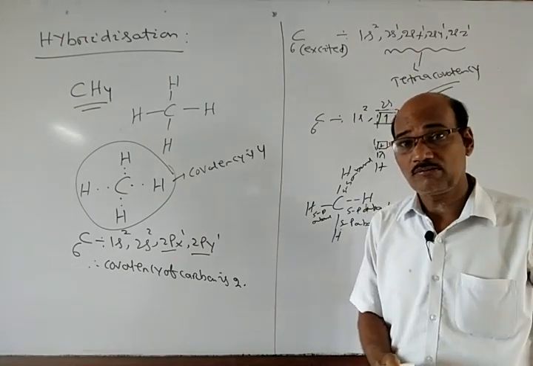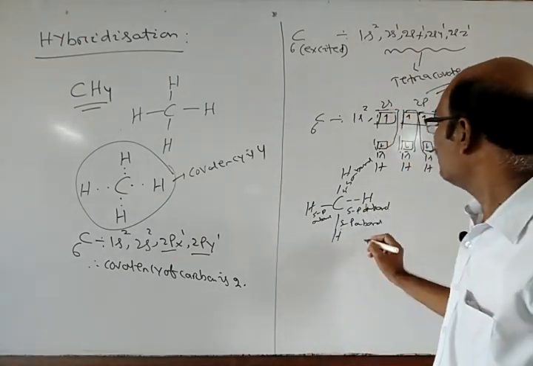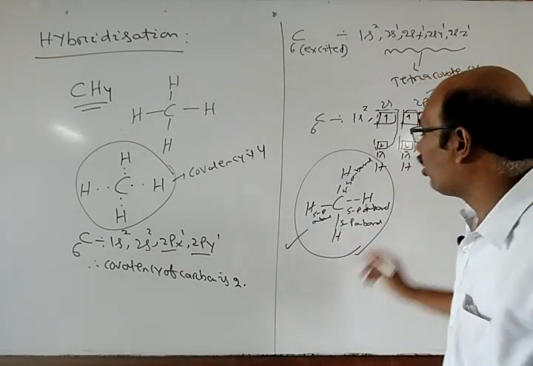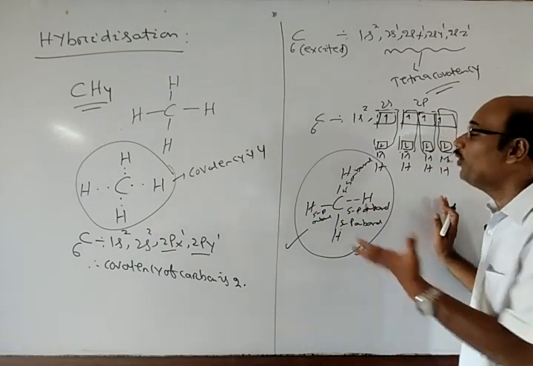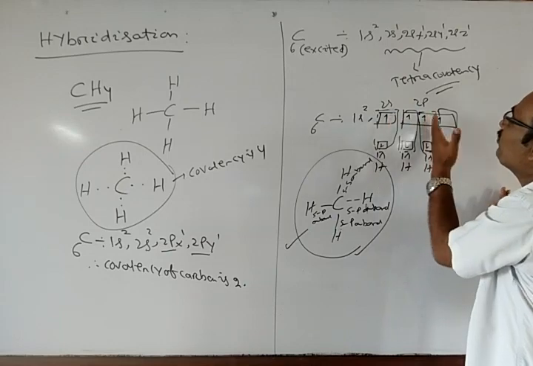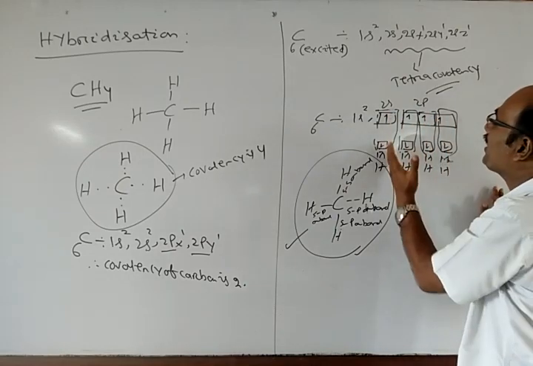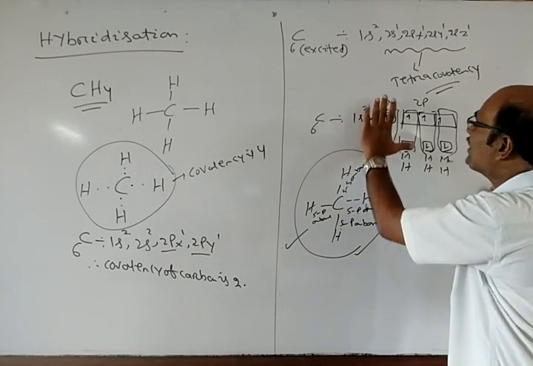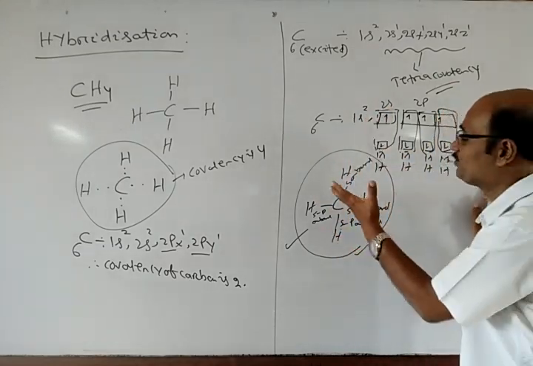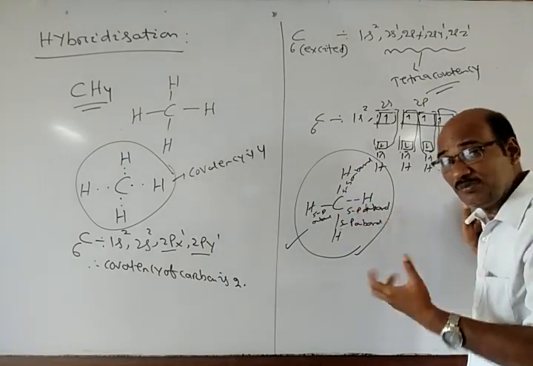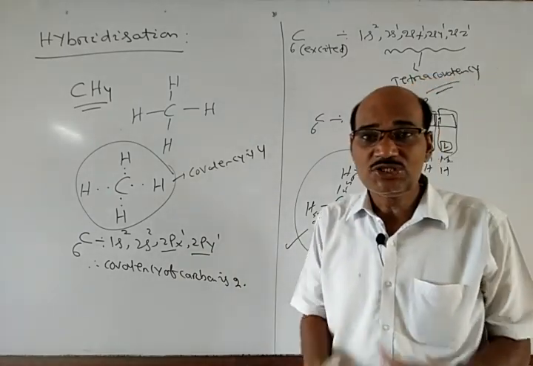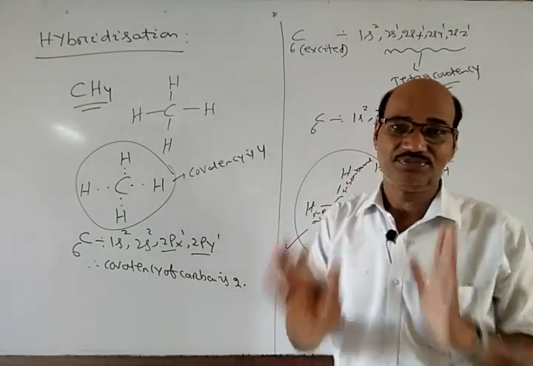But actually, it is found that all these CH bonds are equal. So how can that be possible? Because we have different types of orbitals, s and p, mixing, the sp bond length will obviously be different from the ss bond length. But experimentally we found that all these CH bonds are equal. That means something extra is there.